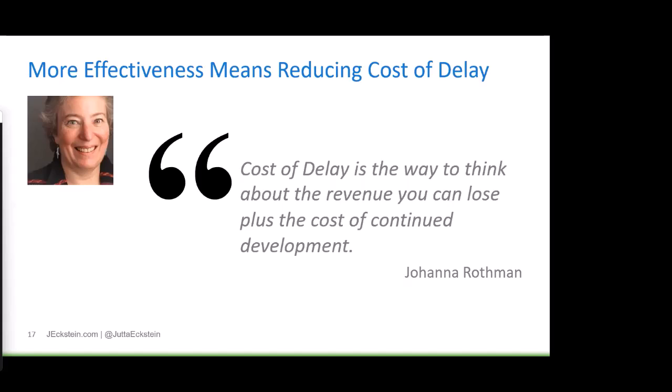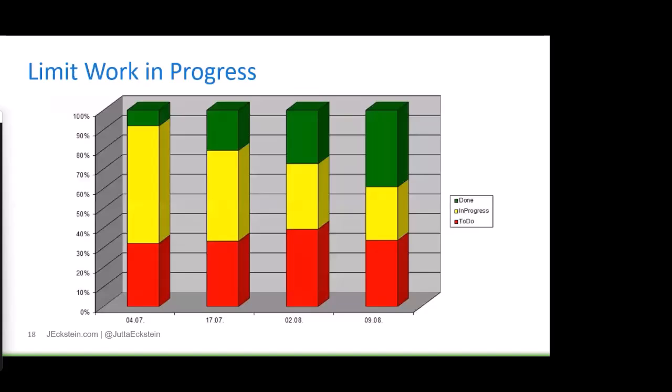And Johanna has once provided a great definition that says cost of delay is the way to think about the revenue you can lose plus the cost of continued development. I would like to dive into this a little bit deeper, because I'm not sure it's really so clear what we are talking about here. So one thing is often phrased as limit work in progress.